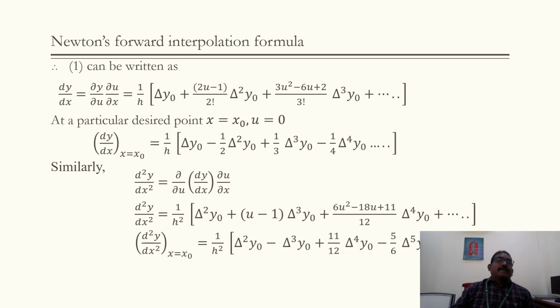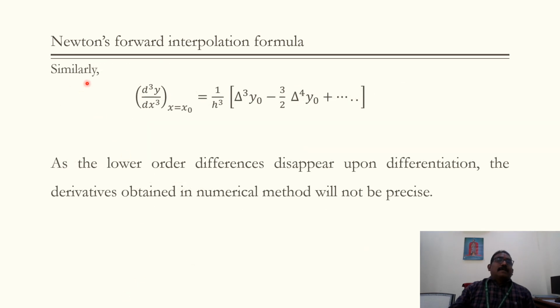Similarly, the third derivative, d cube y by dx cube equals 1 by h cube into del cube y naught minus 3 by 2 del 4 y naught, etc. At the higher order differences, this appears upon differentiation because the value is nearly 0. So, we take the lower order differences only.